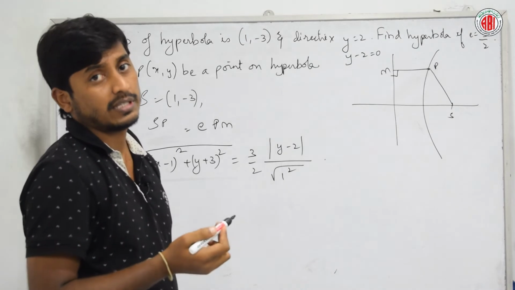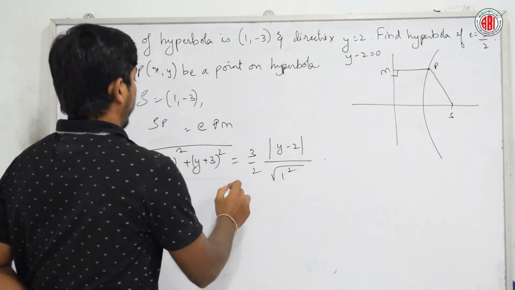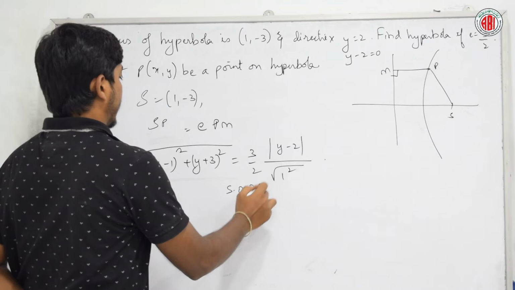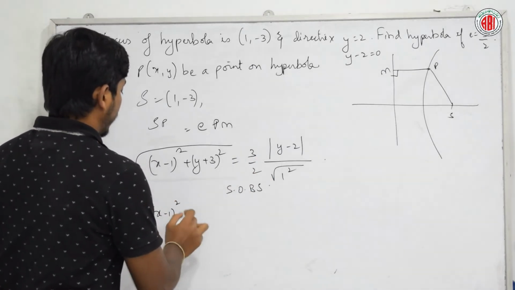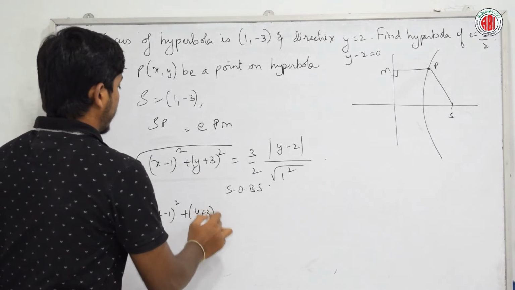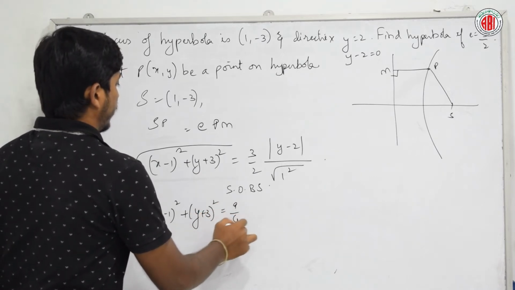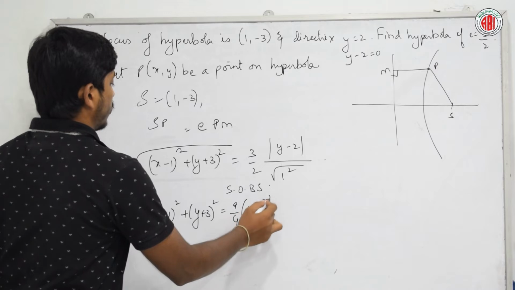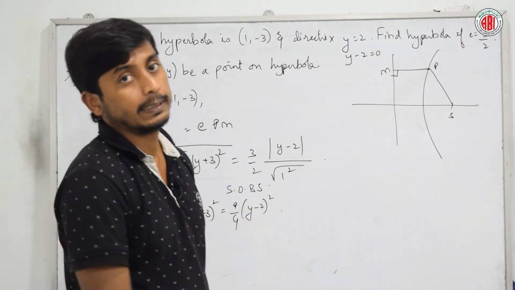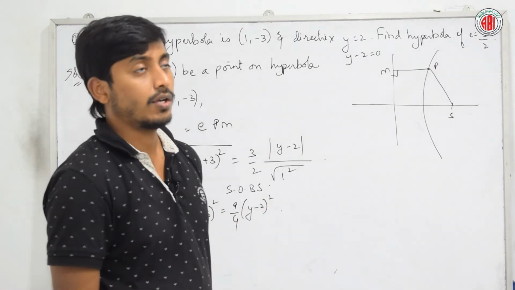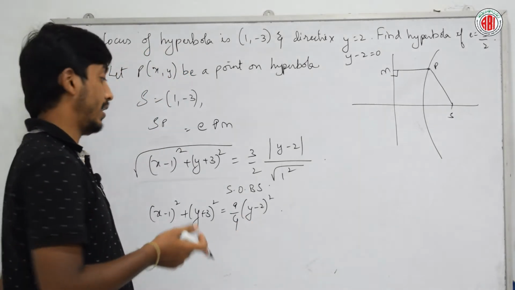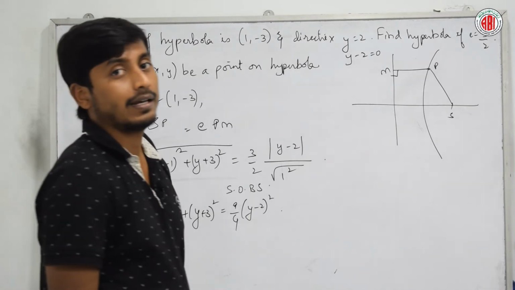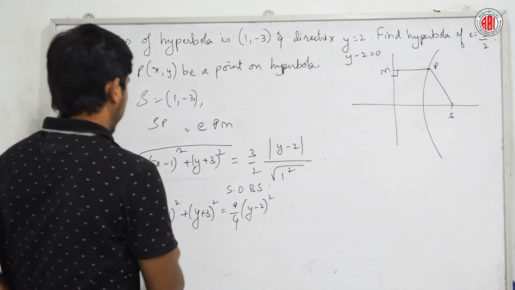Let us square it on both sides. If I square on both sides, I will be left with (x minus 1) whole square plus (y plus 3) whole square is equal to 9 by 4 into (y minus 2) whole square. No more confusions, right? So just simplify it, and you will get an equation in terms of x and y.